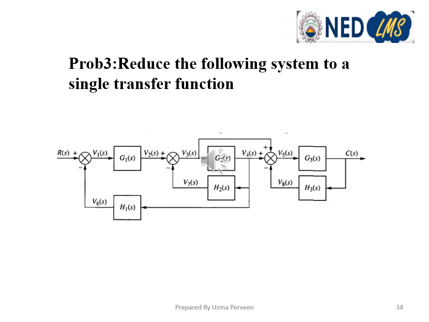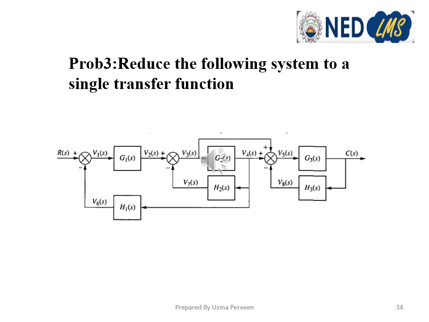Problem number 3: reduce the following system to a single transfer function. This is the block diagram given for a control system. Here in the diagram, we can see that at the rightmost loop, G3 and H3 can be solved, but the second loop, G2 and H2, in which the forward transfer function is G2 and the feedback is H2, cannot be solved directly because of the point V3.